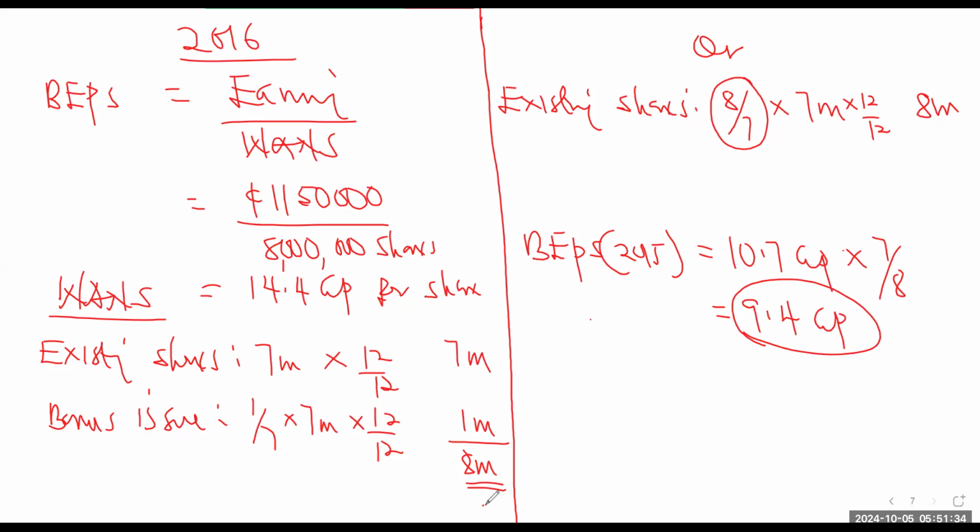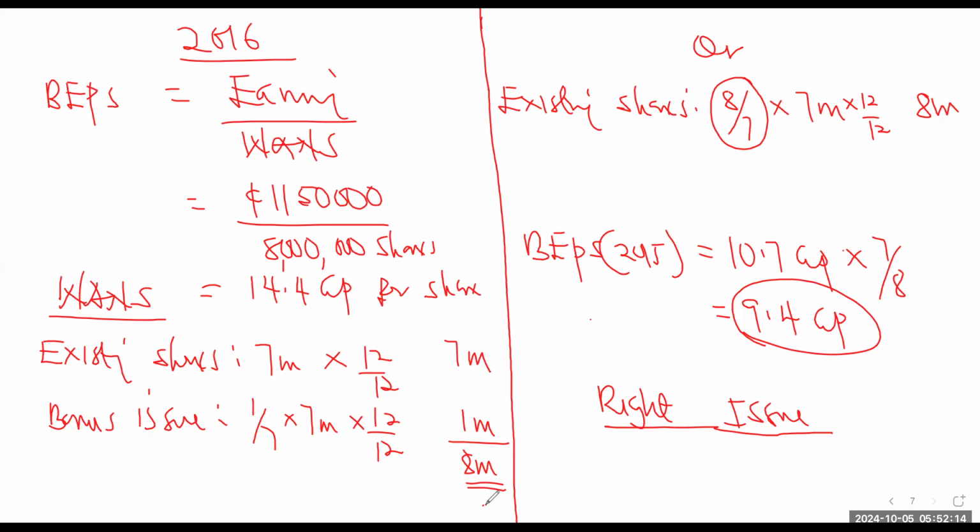The next thing that can increase our existing shares is what we call a right issue. The right issue is new shares issued to the existing shareholders in the ratio of their proportion. A right issue will always be done at a discount. The shares will always be issued at a value lower than the market value.